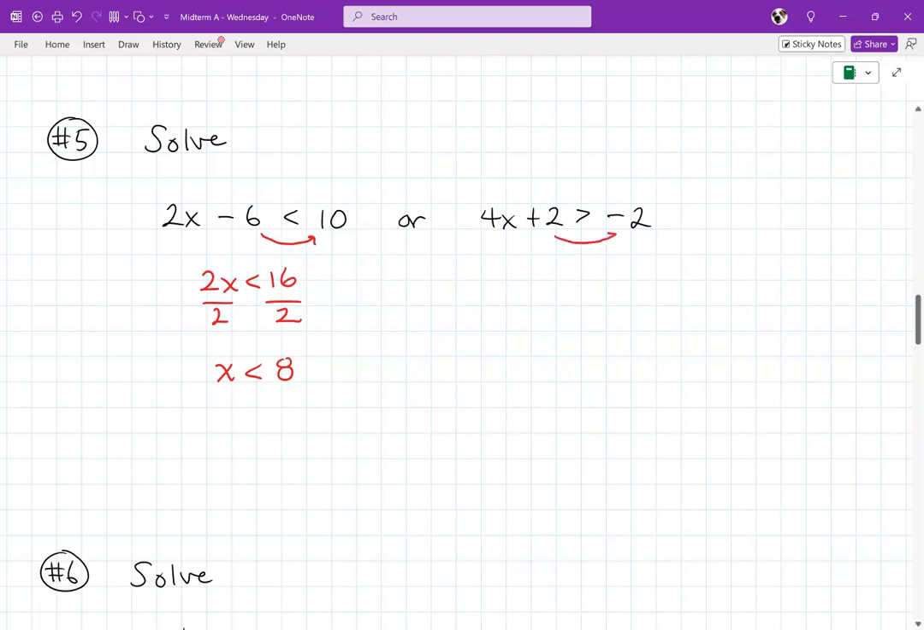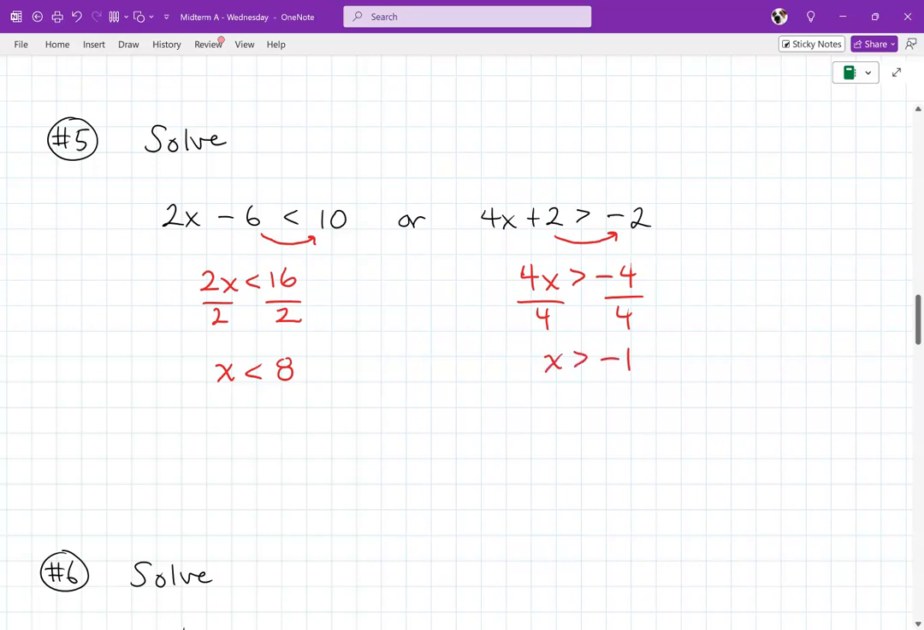Right here, we're going to subtract the 2 again. So 4x is greater than -4. And then I'm going to divide everything by 4. So x is greater than -1.